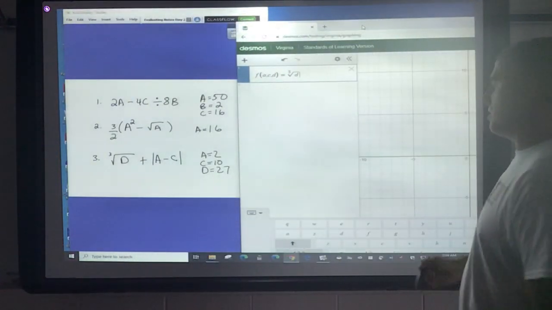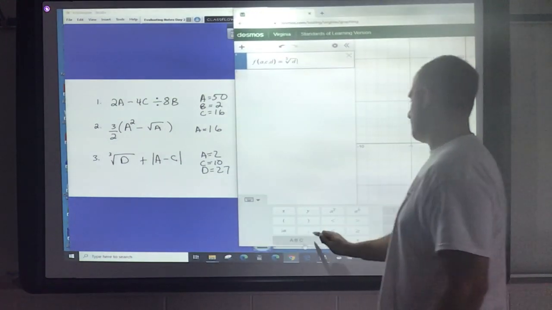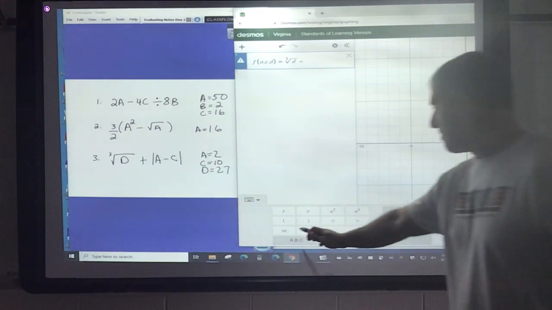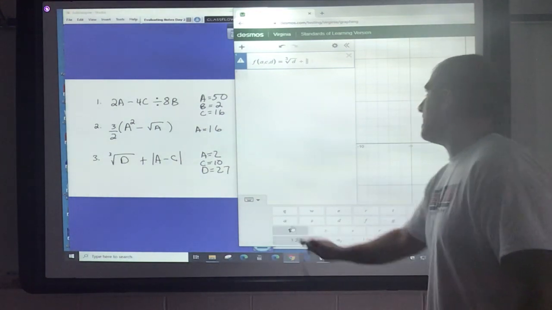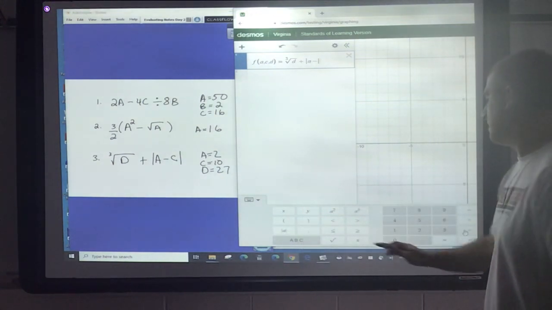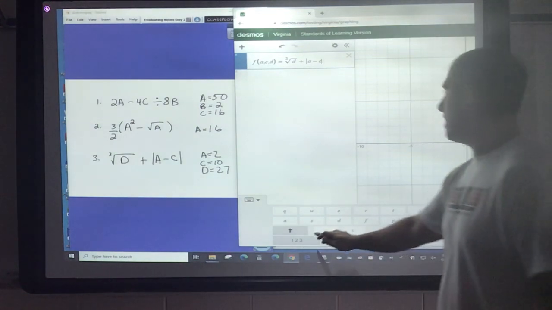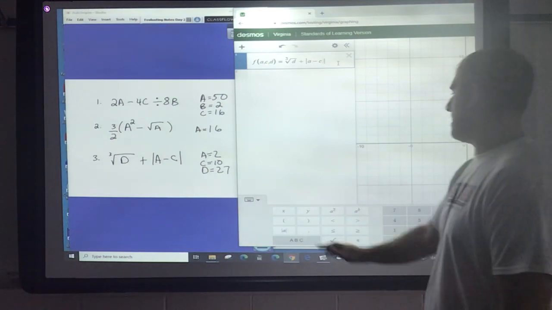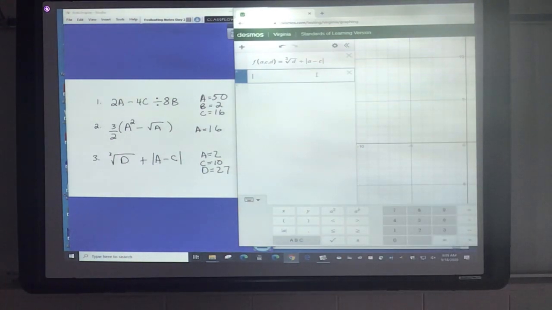Then I'm going to do plus, move this up a little bit. Plus absolute value. Here's my absolute value sign. I'm going to do A, minus C, and then I just got to click over there, and that should be my absolute value. A minus C, that's all you have to do.